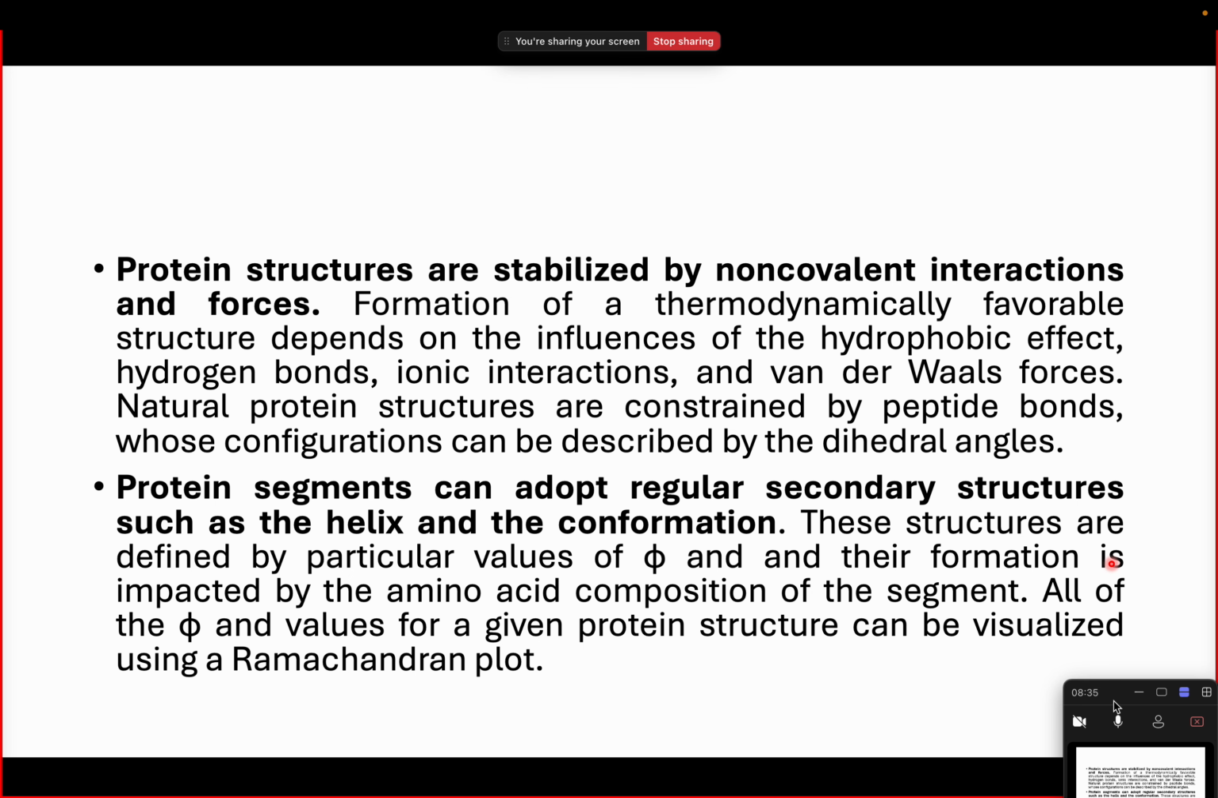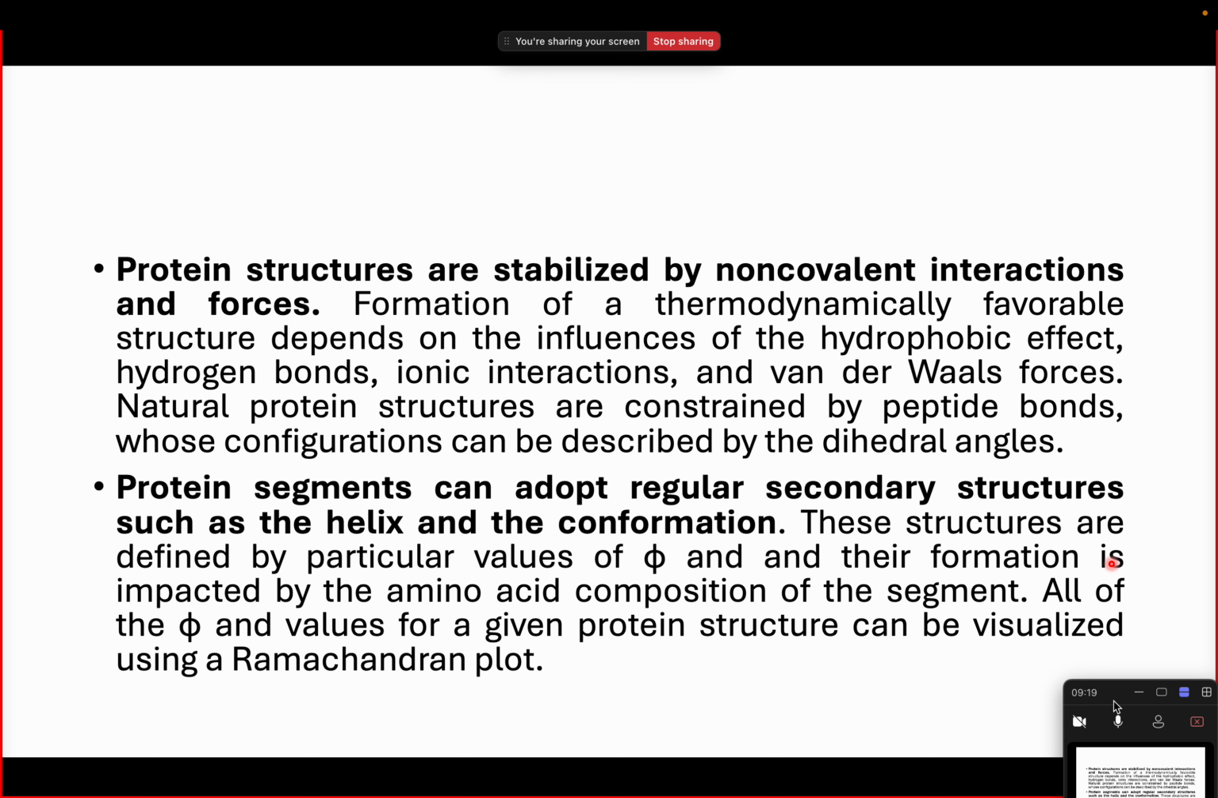In the beginning, we were talking about how protein structures are stabilized by non-covalent interactions and forces. Though covalent bonds are the strongest type of bonds, the stability of the overall protein does not completely depend upon them. It is more towards the non-covalent interactions, because formation of a thermodynamically favorable structure depends on the influences of hydrophobic effects, hydrogen bonds, ionic interactions, and van der Waals forces.